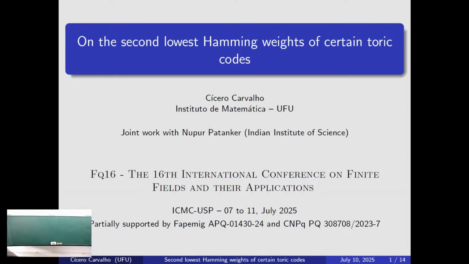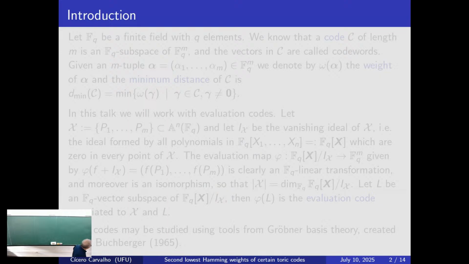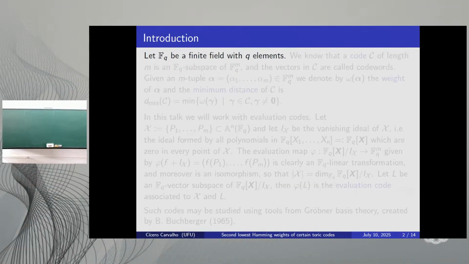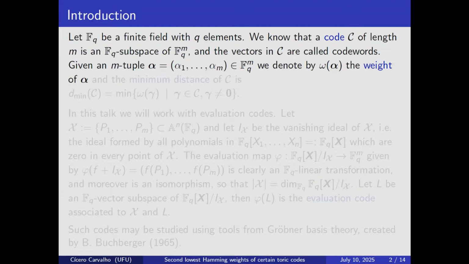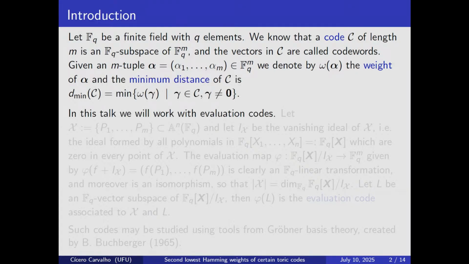So my talk will be about the second lowest Hamming weights of certain codes, and it's joint work with Anupam Patanker from India. So I'll start just by establishing notation. Well, by this time you already know what Fq is. So let me just say that a code of length m is an Fq subspace of Fq to the m, and the vectors of C are called codewords. Given a codeword alpha, we know that the weight of alpha is just the number of non-zero entries. The minimum distance of the code is just the minimum of the weights of non-zero codewords.